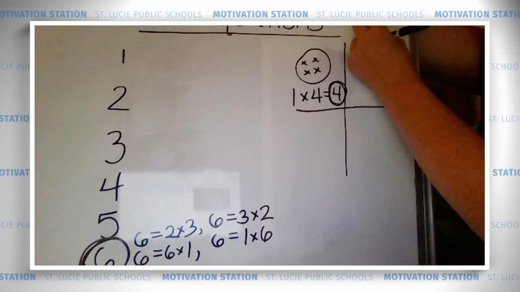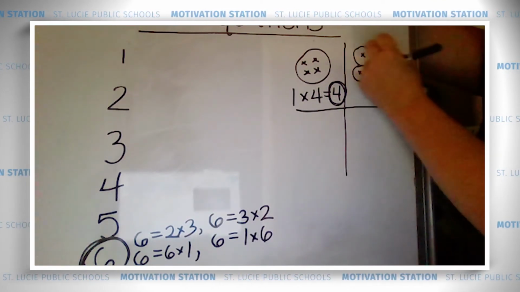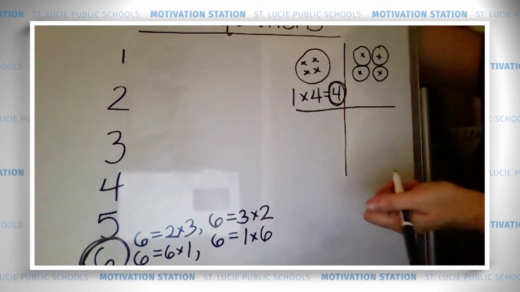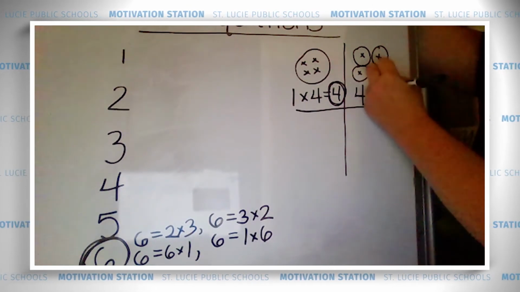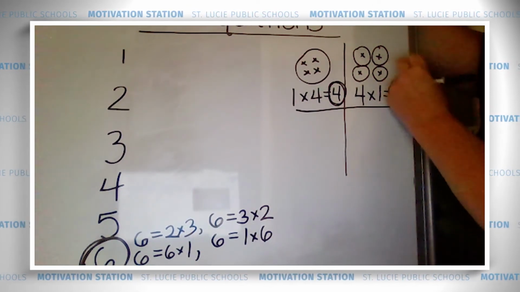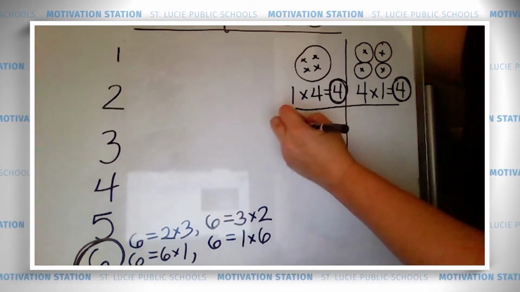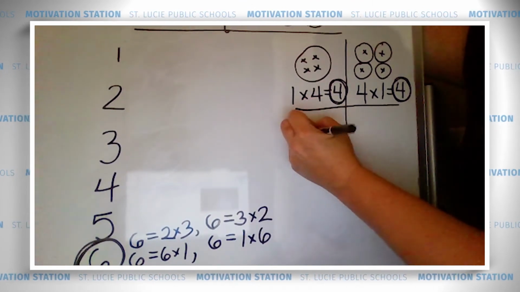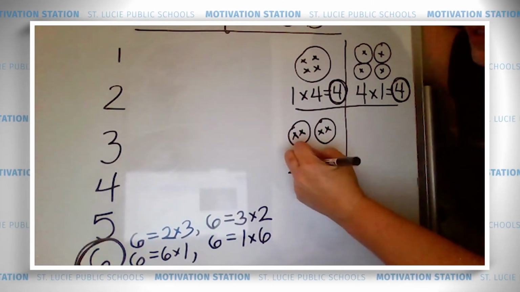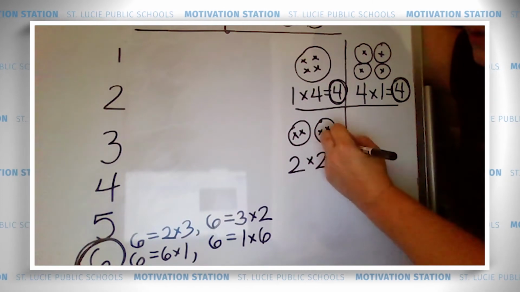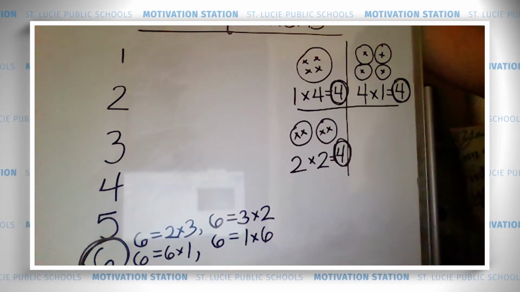All right, so is there any other way I could make 4? Well, sure, I could do 4 groups with 1 star in each group. And that equation would look a little bit different because it would be 4 circles, 4 groups of 1 star equals 4 still. Just a different representation. I can do it one more way. I can do 2 groups that have 2 stars in each group. And that would be 2 groups of 2 stars equals 4. Those are the different arrangements we have for the number 4.